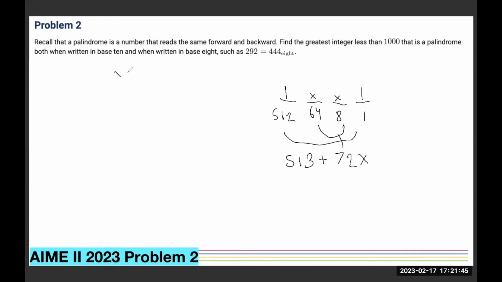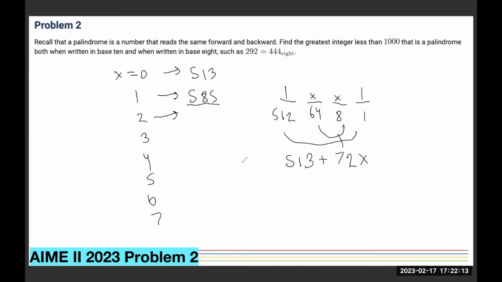Well, we can try x equals 0 through x equals 7, which is the highest digit you can have in base 8. And if we try x equals 0, we get 513, which is not a palindrome. If we try x equals 1, though, we get a total of 585, which is a palindrome. So let's see if we can do any better than that.